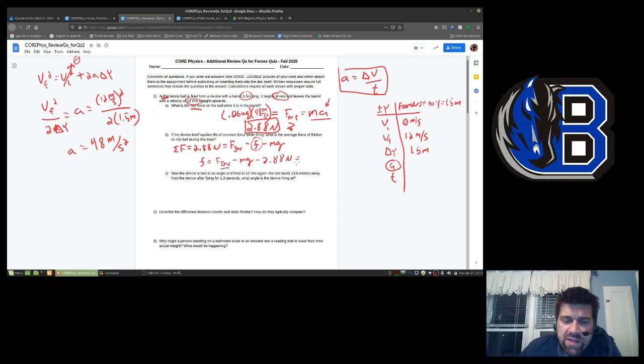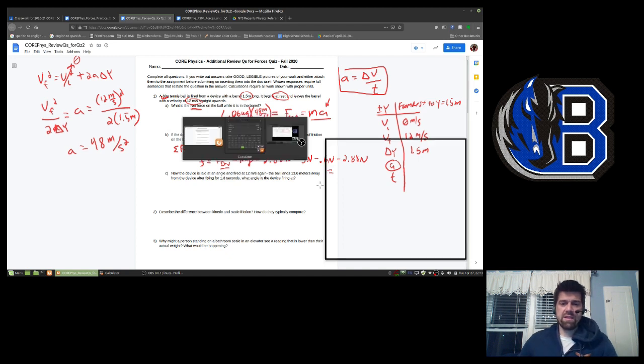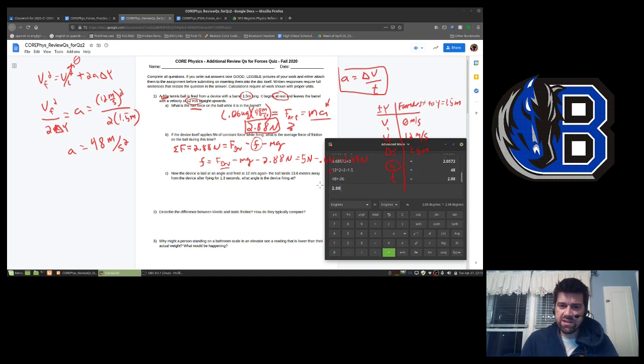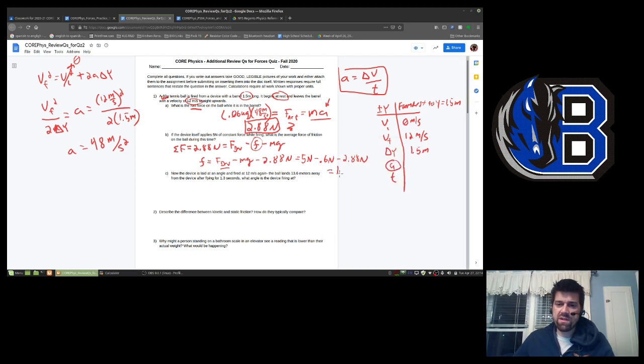the force of the device, which is 5 newtons. The weight is our 0.06 kilograms times 10 meters per second squared, so that's 0.6 newtons. It's not super heavy. Minus our net force. Force of friction is my 5 newtons minus my 2.88 minus 0.6. You should get 1.52 newtons.